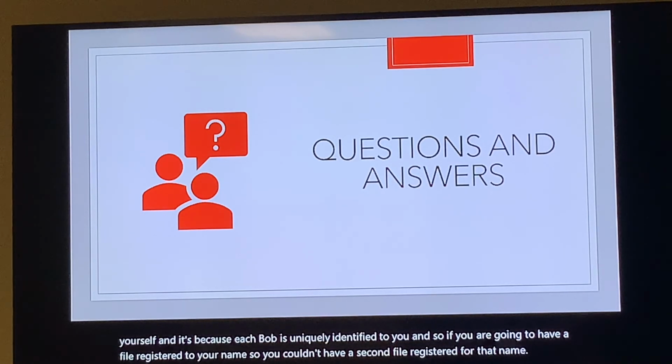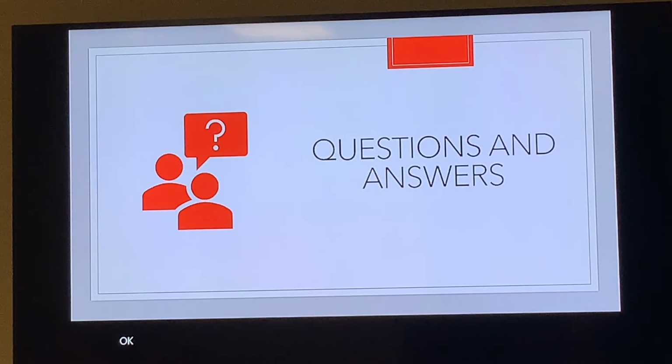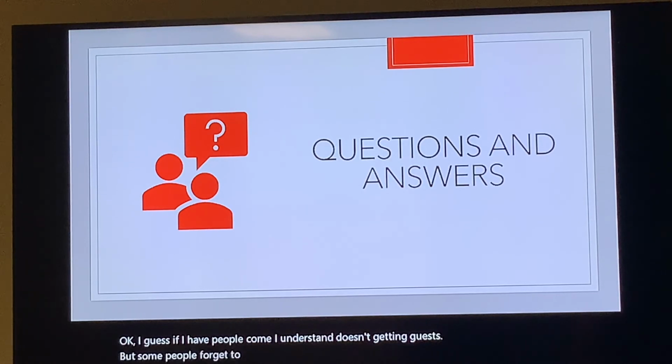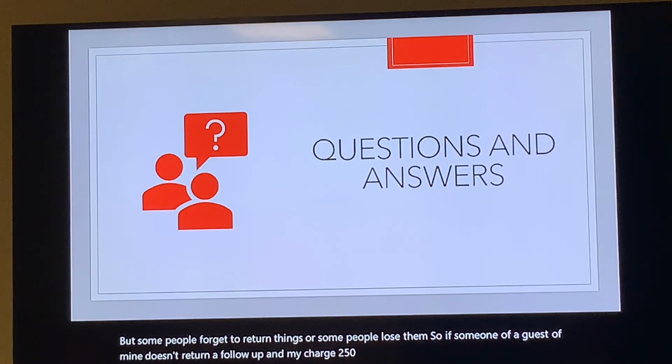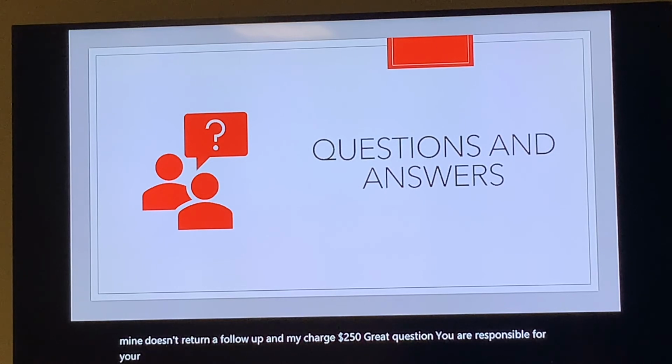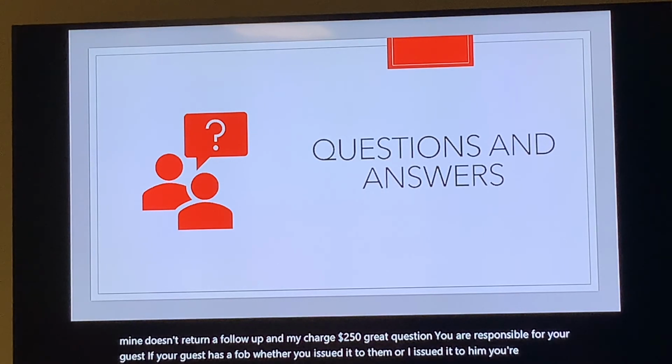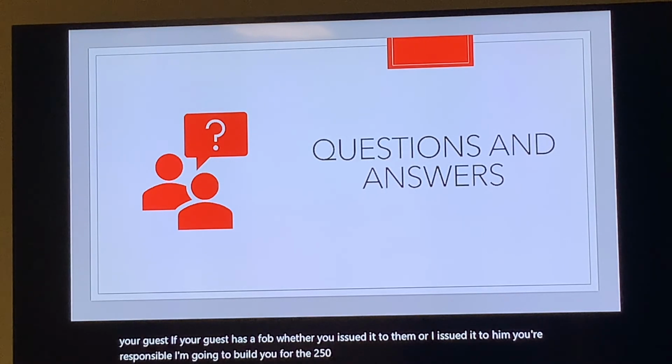Okay, on the guests, if I have lots of people come, I understand about them getting guest fobs. But some people forget to return things, or some people lose them. So if a guest of mine doesn't return a fob, am I charged $250? Great question. You are responsible for your guest. If your guest has a fob, whether you issued it to them or I issued it to them, you're responsible. I'm going to bill you for the $250. You're responsible for your own guest.